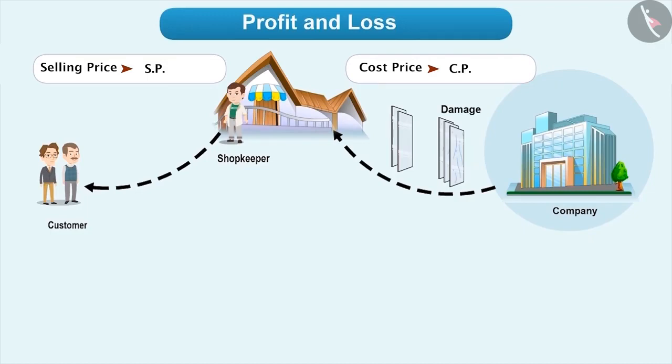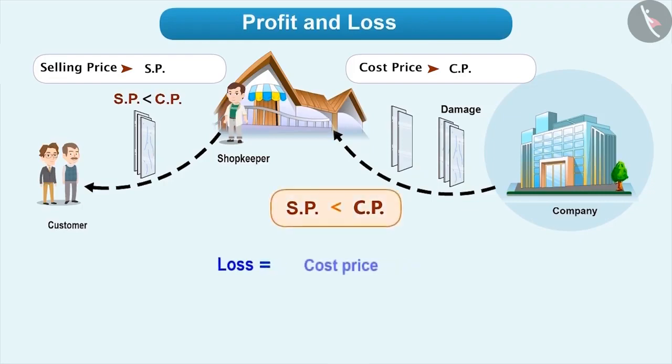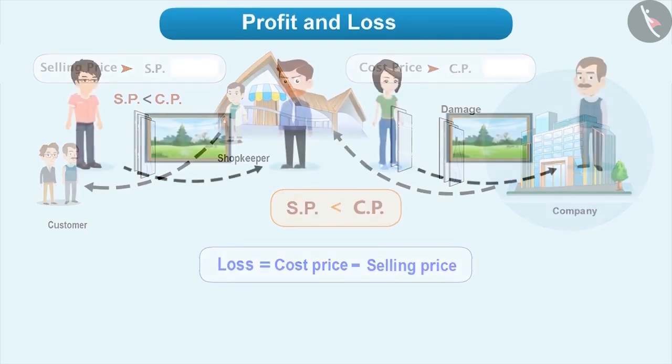Then, in this situation, it becomes compulsory for him to sell the mirrors at a price lower than the cost price. In such a situation, he has to suffer a loss. We can say that if the selling price is lower than the cost price, then it is called a loss, which is equal to the cost price minus selling price.